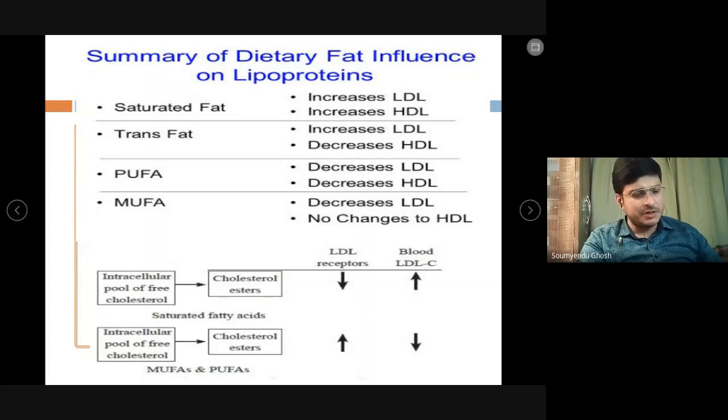Thank you. And percentage wise, saturated fat previously was below 10%. Now it is said to be up to 7%, that is, below 7%. Okay. Below or up to 7%.